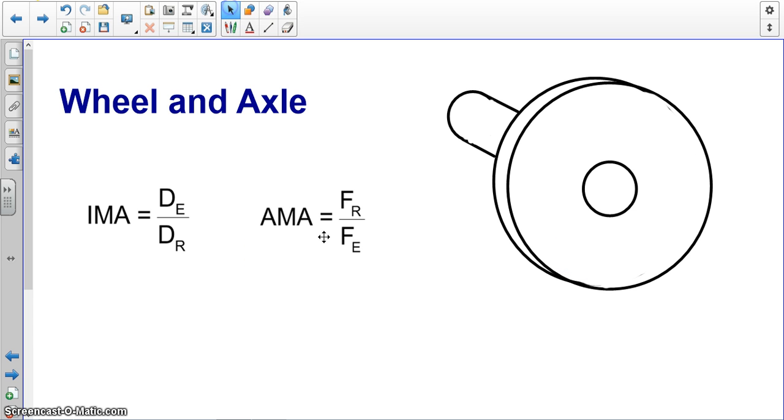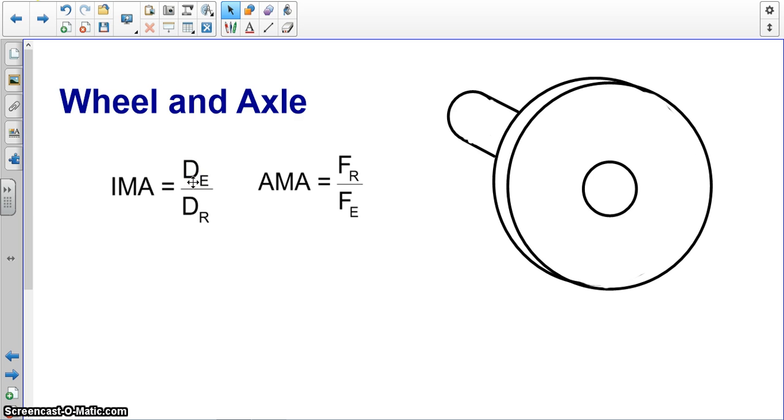Alright, wheel and axle. So, wheel and axle, notice it's the same formulas. IMA and AMA, it's the same formulas. So let me go ahead and label what those are. I'll pause and label what those are on our drawing. This is the wheel, or excuse me, the big one is the wheel and the axle is the little guy.